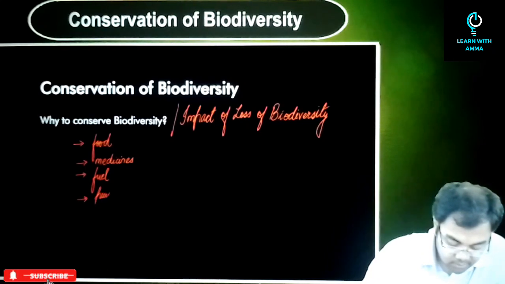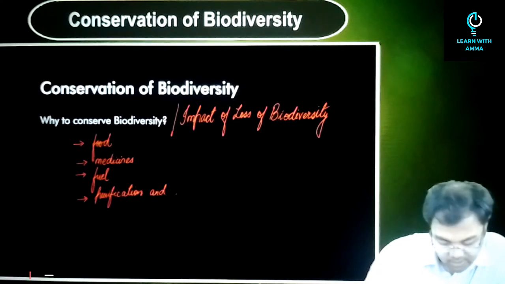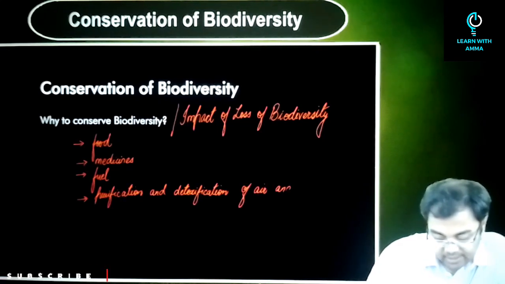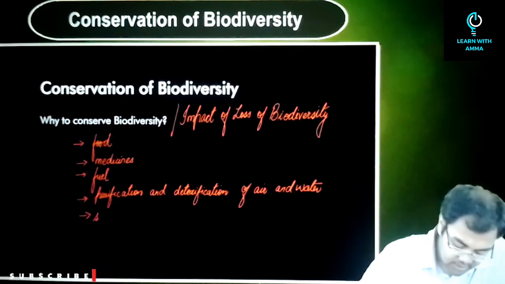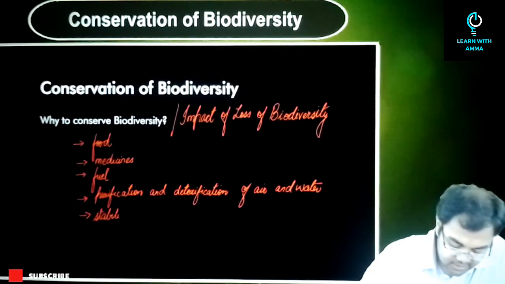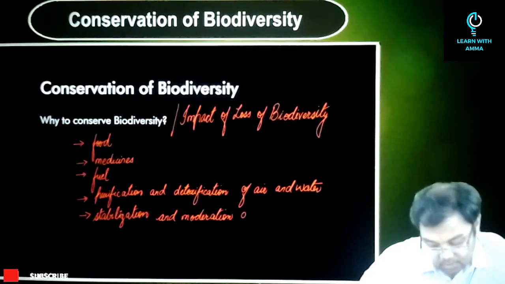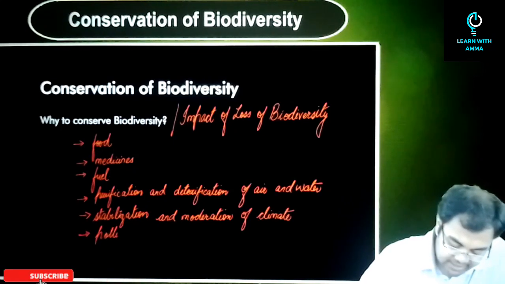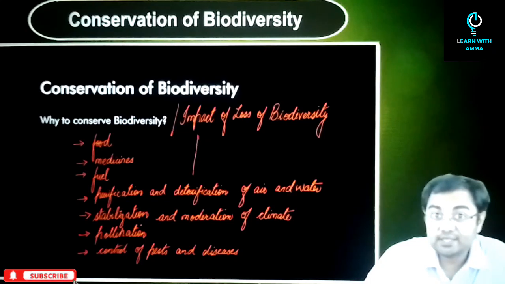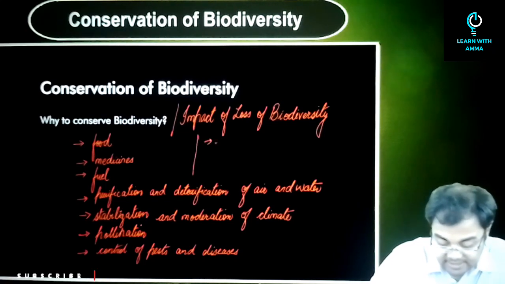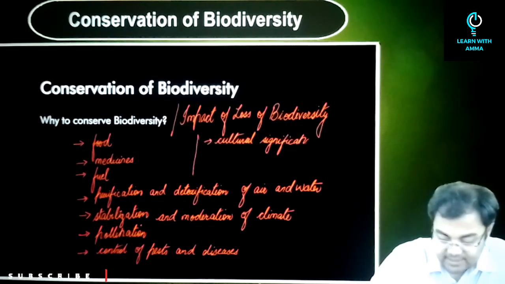Then purification and detoxification of air and water. We discussed this point as well. Then comes the stabilization and moderation of Earth's climate. Then we also discussed pollination. Then it will help in control of pests and diseases. There are certain other points also. For example, we talked about the cultural significance. So it has cultural significance.